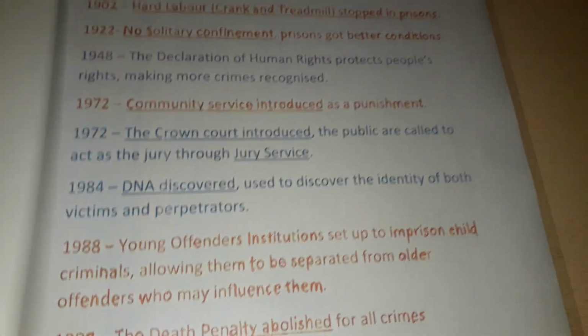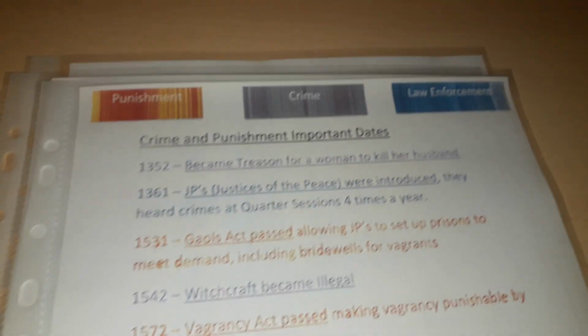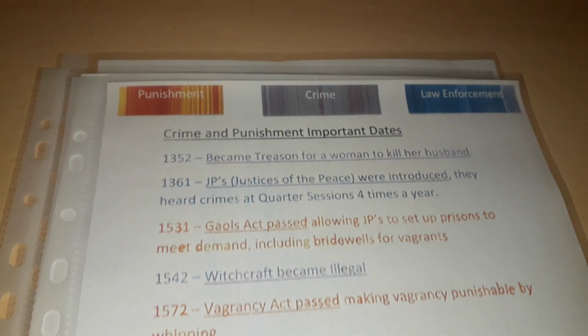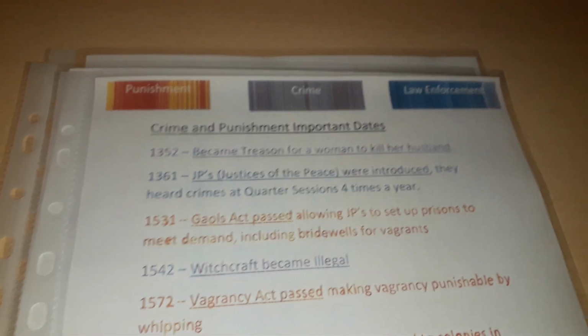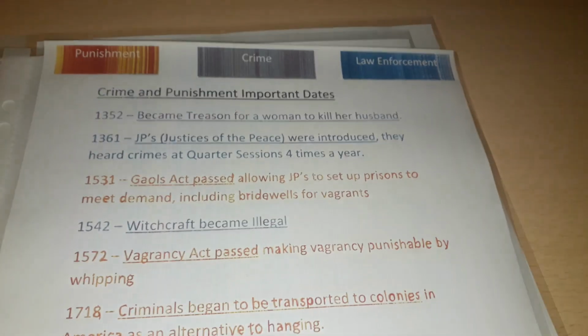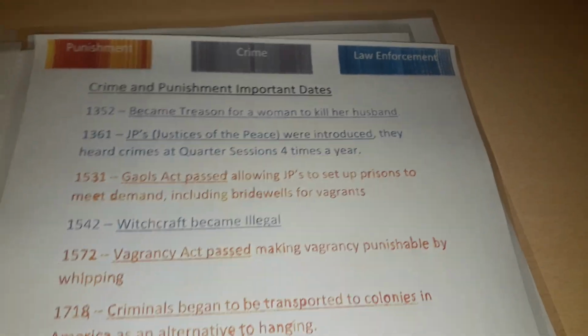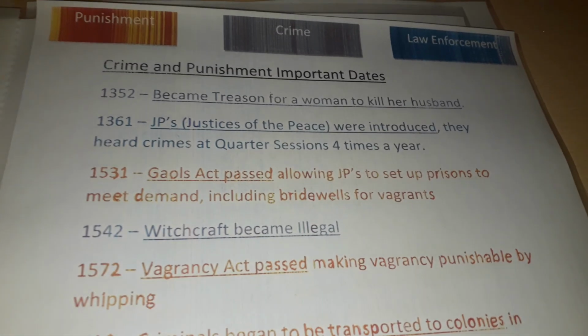And yeah, that was crime and punishment, important dates. I may have said here that punishment is in red and crime is in purple. I actually got it the wrong way round, so wait. No, I didn't. I just thought I did because one or two things were in the wrong colour, but it should be alright. So yeah, these are actually alright. Punishment is red, crime is purple, law enforcement is blue.